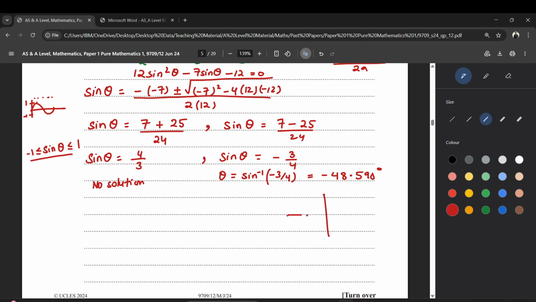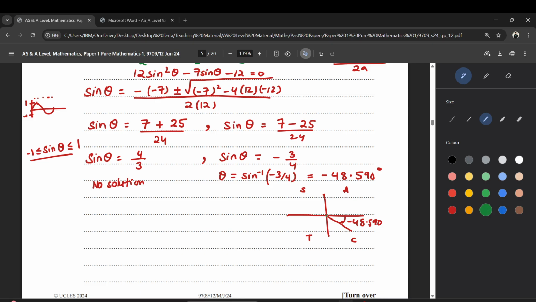Okay, now let us see. We are going to use the ASTC diagram. Here our given angle is minus 48.590. Okay, so we need to find in which quadrant sine theta is negative. So it is in the third quadrant and in the fourth quadrant. Because of the ASTC diagram, we know that in A, the first quadrant, all of them are positive. Second one, only sine is positive. Third one, only tan is positive. And in the fourth one, only cos is positive.